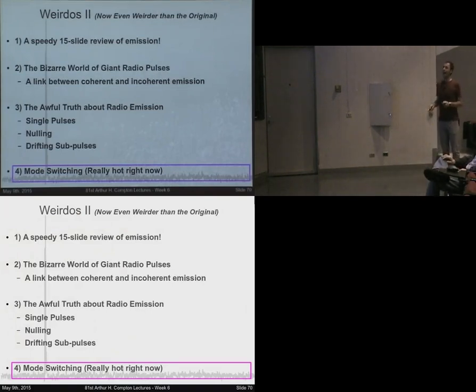So this is a paper, and like I said, it's really hard, and this came out 2 years ago. This again was in Science magazine. It's a completely bizarre thing, and it's awesome. Mode switching. Well, mode switching was known about, but now we know something else about mode switching.